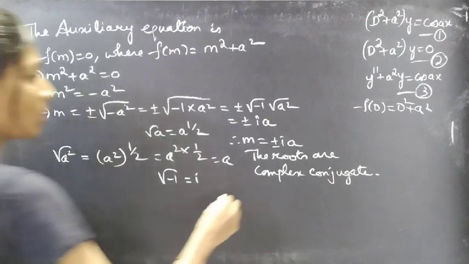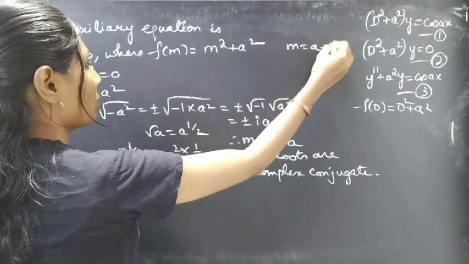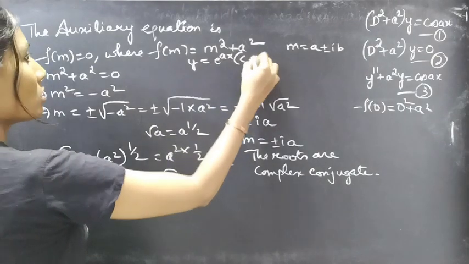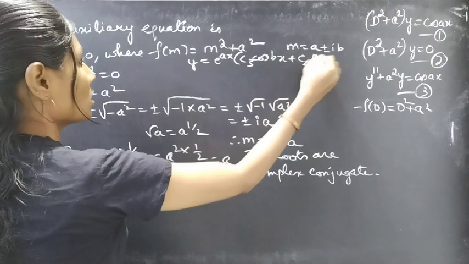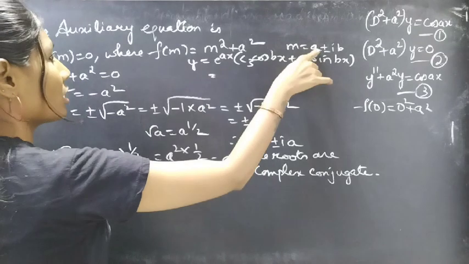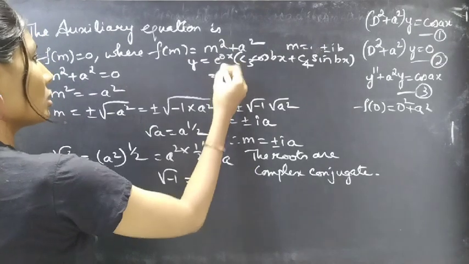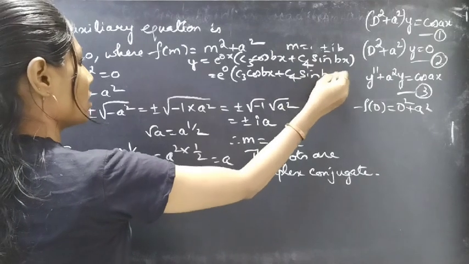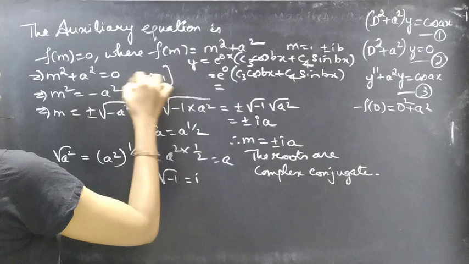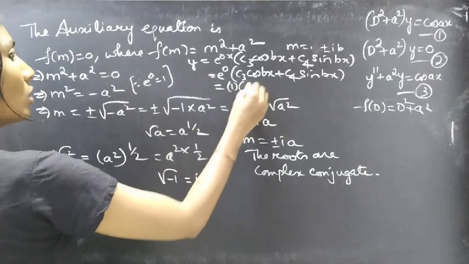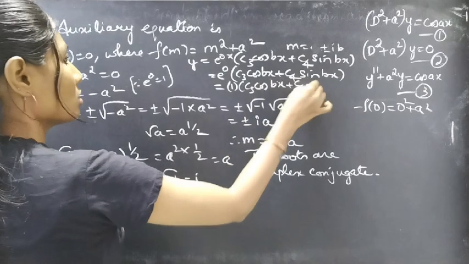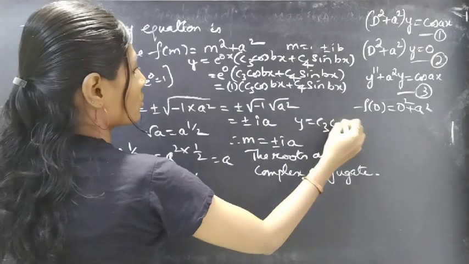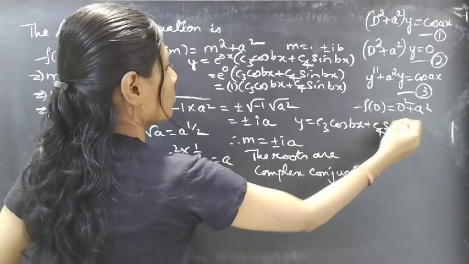We know that when m equal to a plus or minus ib, the solution of the homogeneous equation will be e power ax into (one constant into cos bx plus another constant into sin bx). In case of a equal to 0, we'll get e power 0 into x, which is e power 0 of (c3 cos bx plus c4 sin bx). Also we know that e power 0 equals 1, so we will get 1 into (c3 cos bx plus c4 sin bx). From this we'll get y equal to c3 cos bx plus c4 sin bx.